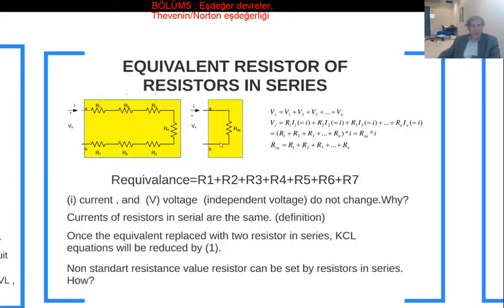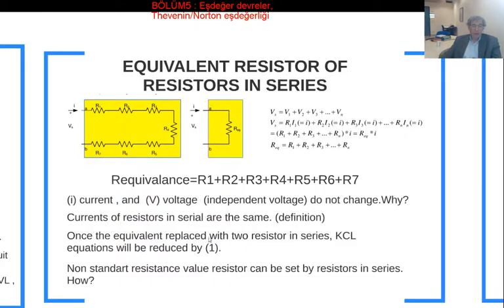Conclusion. This current I, whether you are in this circuit or this circuit, does not change. And that voltage, Vs and Vs here, the independent voltage source, does not change. The current of resistors in serial is the same. So if you write the Kirchhoff current law equations for these two resistors, the currents are going to be equal. This is a conclusion, so you can use that information anytime you need it.